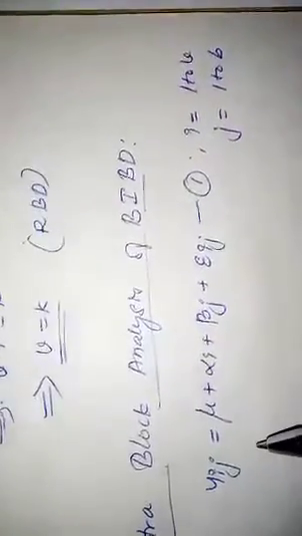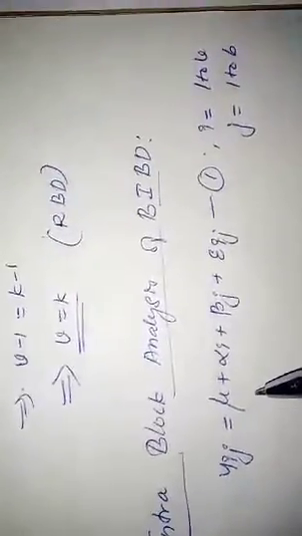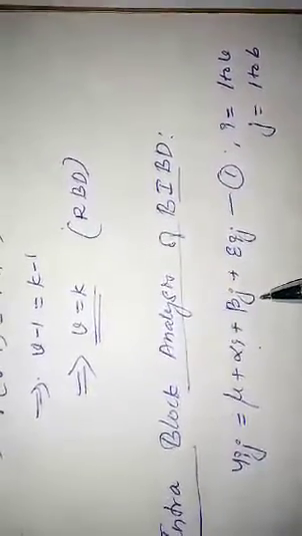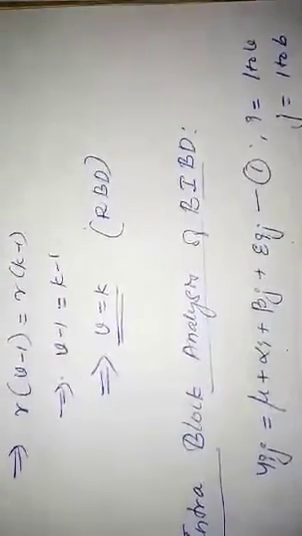Here Yij denotes the observation in the jth block receiving the ith treatment. Mu is the overall effect. Alpha i is the effect due to the ith treatment. Beta j is the effect due to the jth block. Epsilon ij is the unobservable error, which is distributed as normal 0, sigma square.